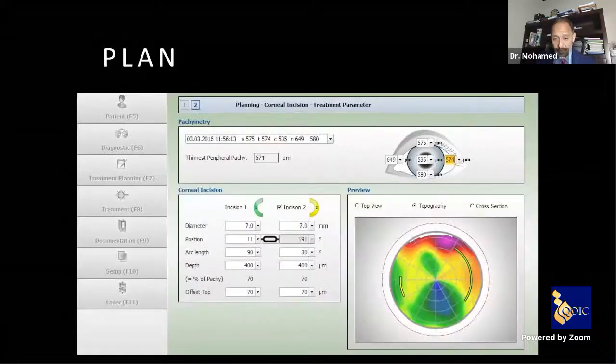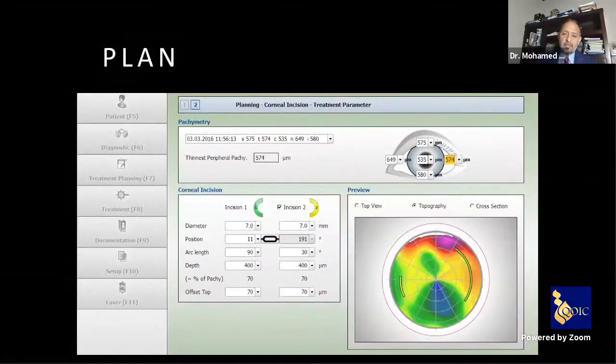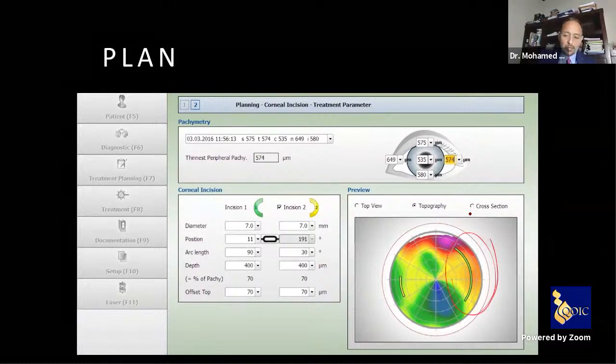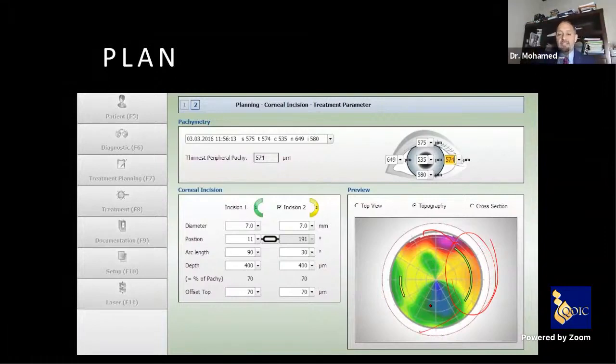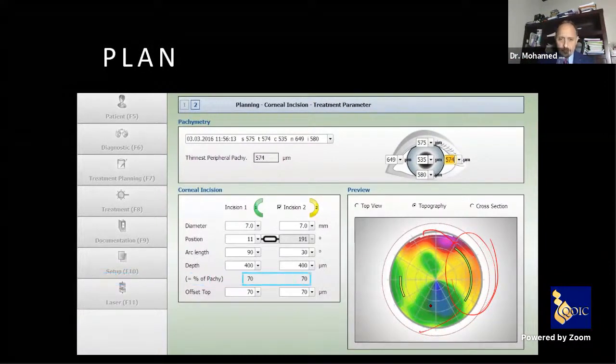So this was the plan, exactly as you can see. You can actually rotate these arcuate incisions as much as you want. You can go anti-clockwise, you can go clockwise, on the overlay that is shown on the panel and on the screen of the machine itself.